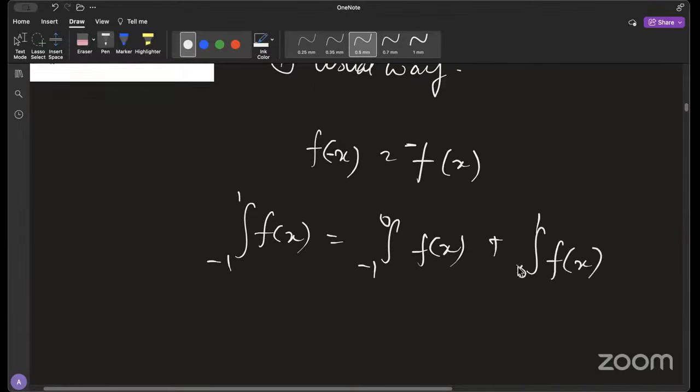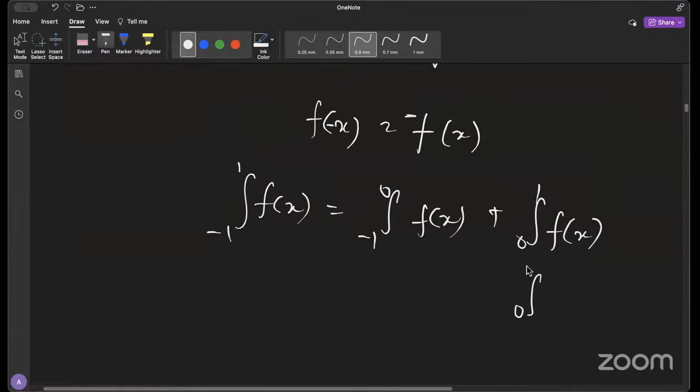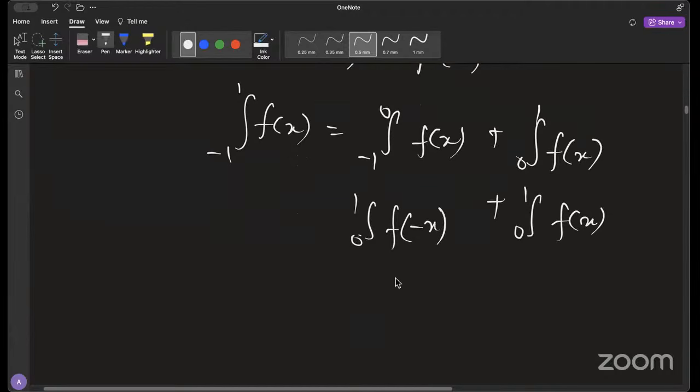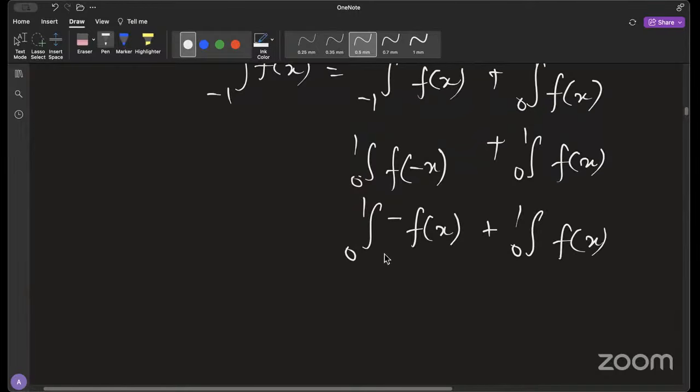So this function is just going to be integral 0 to 1 f(x), and instead of this, you can just write this as integral 0 to 1 f of minus x, right? And this is just minus f of x. So this is integration of minus f(x) from 0 to 1. Basically it's just this quantity as negative and this quantity as positive. So this gets cancelled, and this will just be 0.